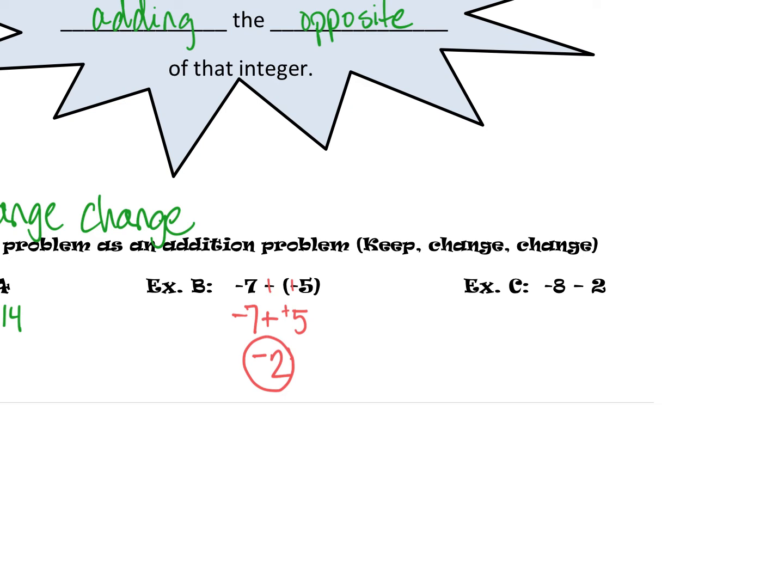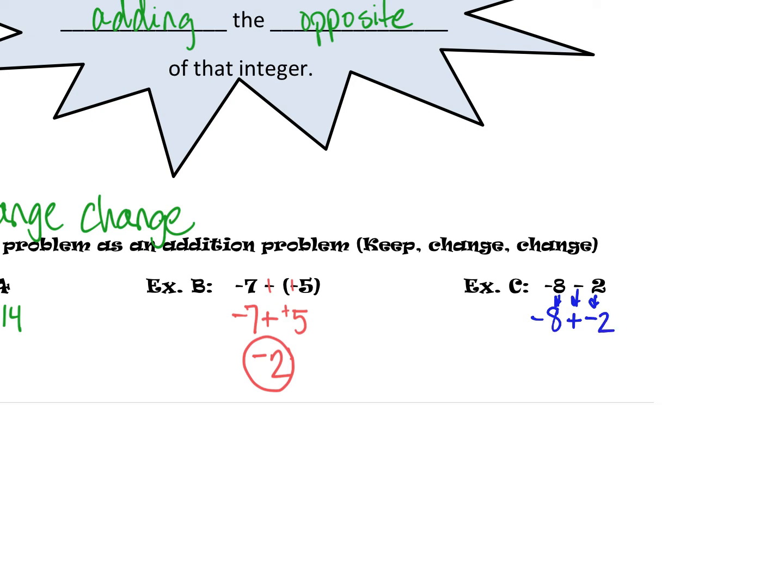Negative 8 minus 2. Think about it. What kind of number is that 2 right now? We're subtracting. It's a positive 2. Yep. So we're going to keep negative 8. We're going to change the subtraction to addition. And this 2 is a positive 2. There's no symbol in front of it, so it's currently positive. We're going to make it a negative 2.